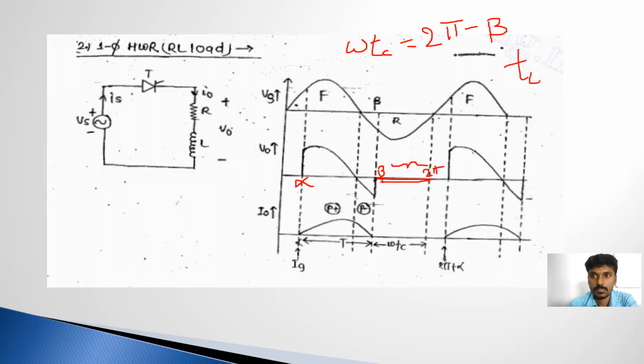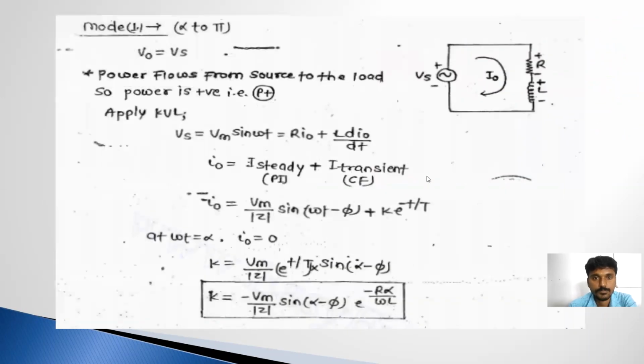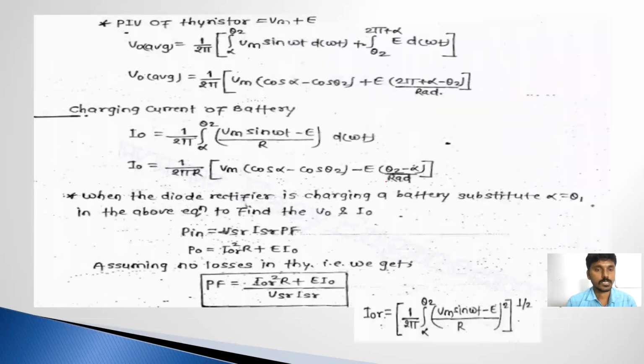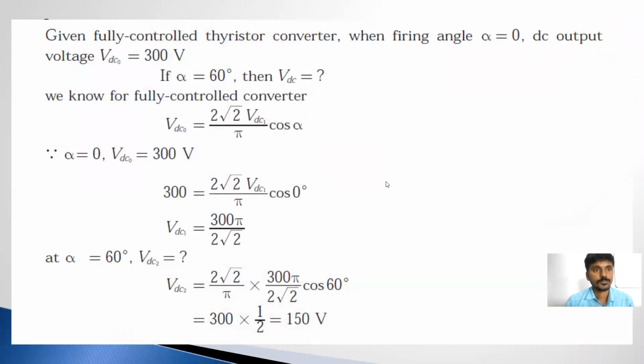Circuit turn off time tC is equal to (2 pi minus beta) by omega. In the same way we have to find the circuit turn off time; this depends upon the circuit. You can go through this one, and next time we will solve numericals on this.